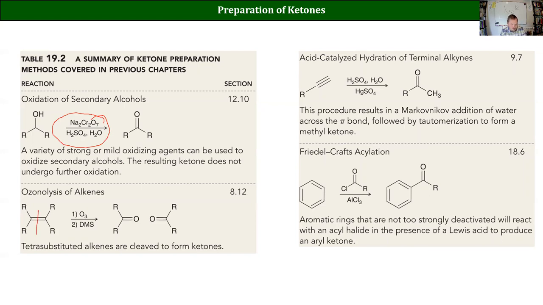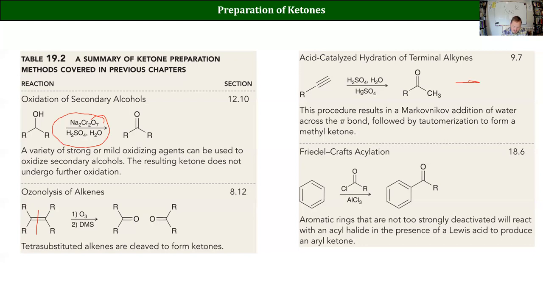Ozonolysis will sometimes give you ketone products. You can also, if you did acid catalyzed hydration of a terminal alkyne, remember, acid catalyzed hydration starts by adding an OH to one side of a pi bond and a hydrogen to the other, but then it rearranged itself. So this is going back to chapter 9 when we first dealt with alkynes. Acid catalyzed hydration will break one of the pi bonds, but not both of them. You add an OH to one side, so you made that enol intermediate.